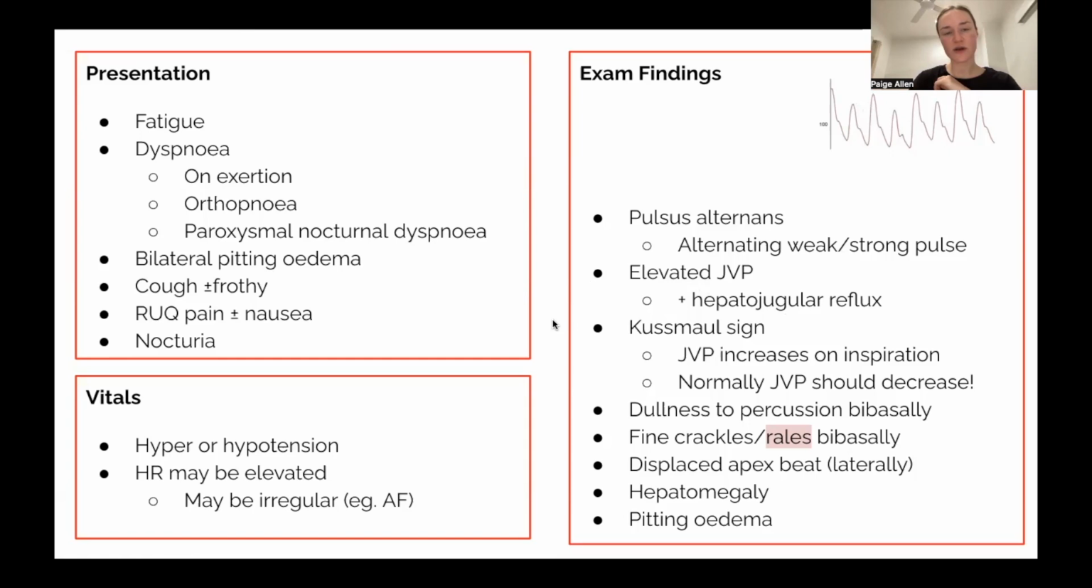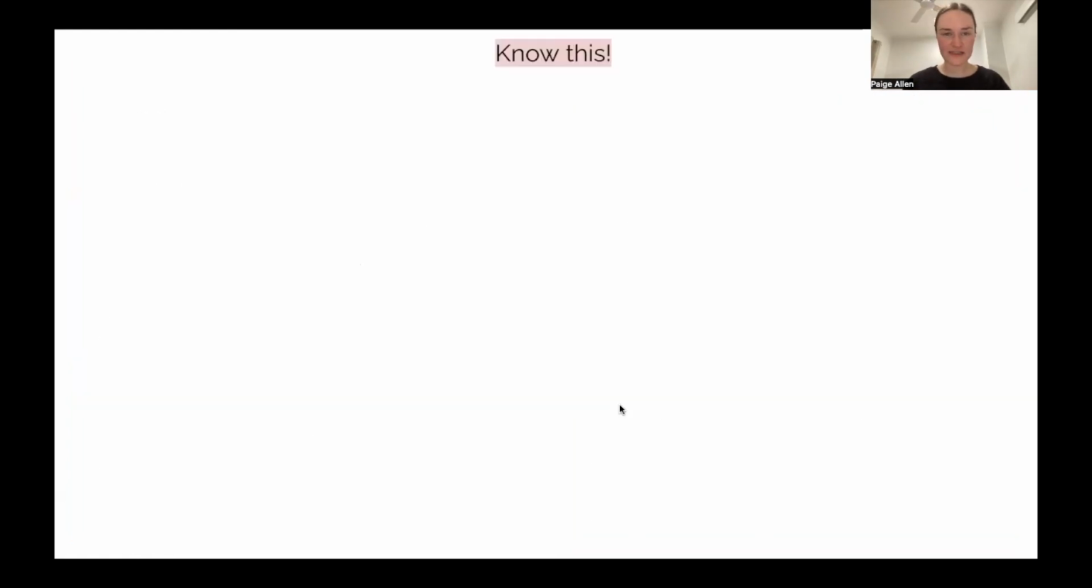You'll get Kussmaul sign. So the JVP normally will decrease on inspiration, and increase on expiration, because as you're forcing air out, you're having increased thoracic pressure, and blood is more likely to go up. But Kussmaul sign is that on inspiration, the JVP is going up, which is weird. You can get dullness on percussion basally because of all the fluid retention, fine crackles and rales. That's the classic term to describe heart failure sounds in the lungs. You can get a laterally displaced apex beat, hepatomegaly, and we talked about pitting edema.